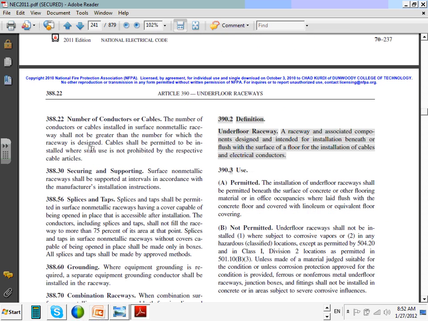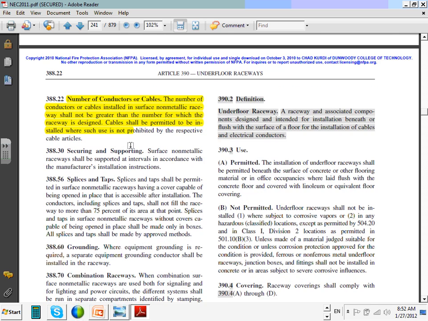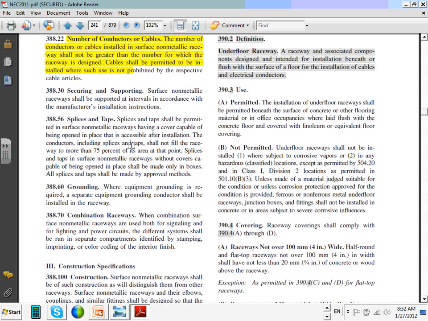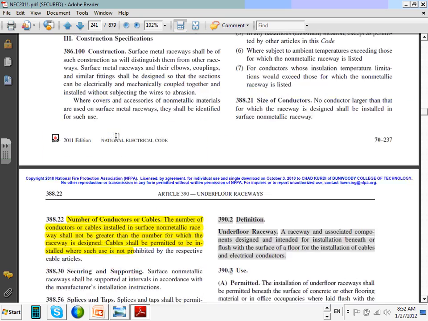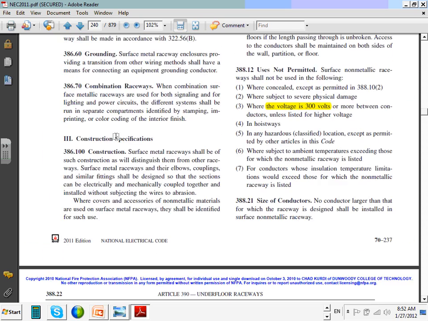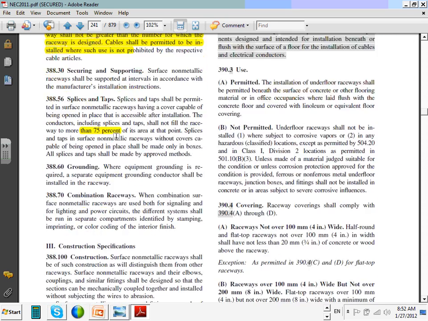Here's my favorite for us being designers. If you look at this, it says the number of conductors or cables installed in raceways shall not be greater than the number for which the raceway is designed. Cable shall be permitted to be installed where it's subject to... And the derating, you have to derate from the get-go. So this is the drawback of this conduit, guys, where you have to derate for any size.